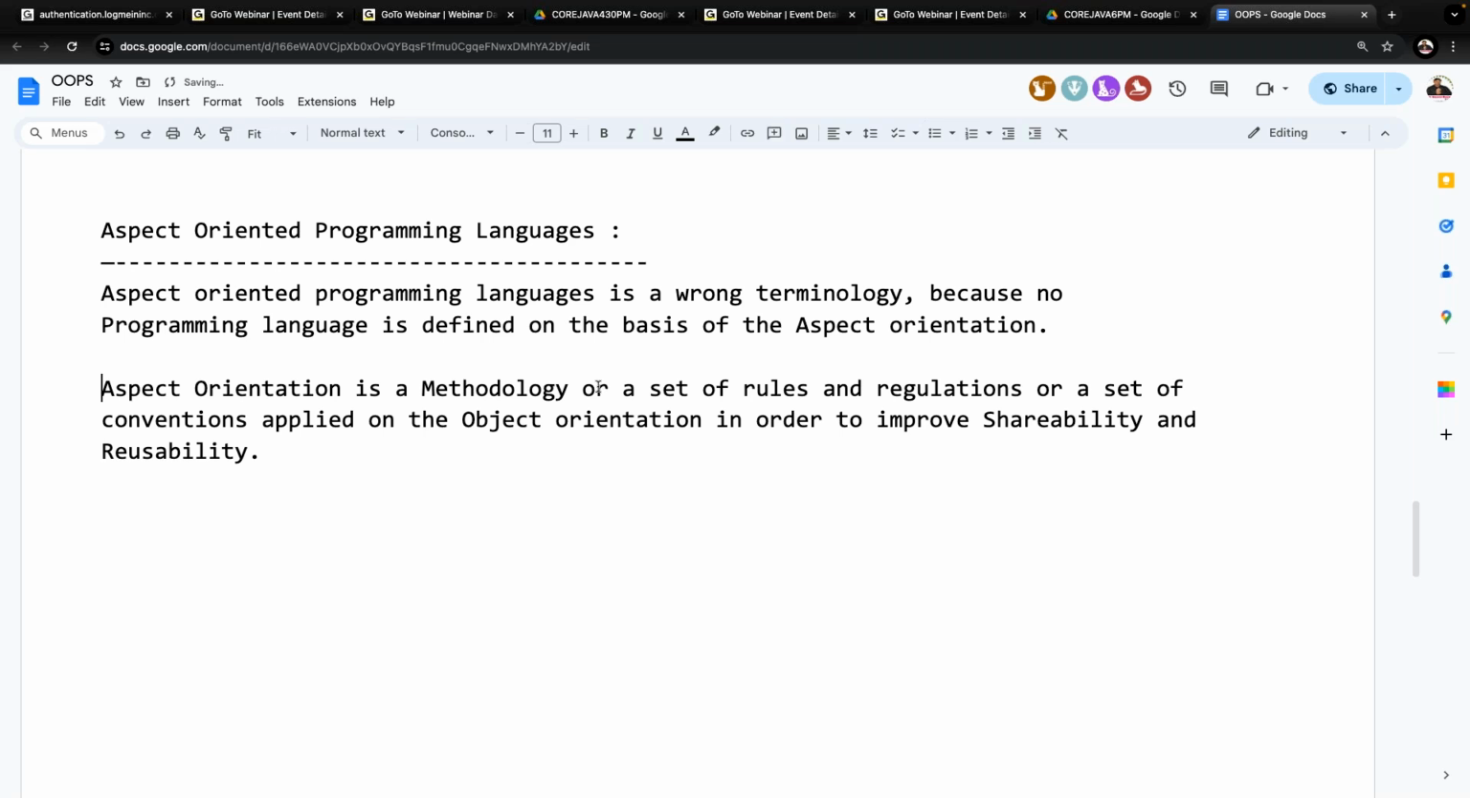This is exactly the meaning of aspect orientation. Again and again I'm telling you, observe carefully. No programming language exists on the basis of aspect orientation, but aspect orientation is a methodology. It is a set of rules and regulations, or a set of conventions, which are applied on object oriented programming, the basic level programming, in order to improve reusability and shareability. This is exactly the meaning of aspect orientation.